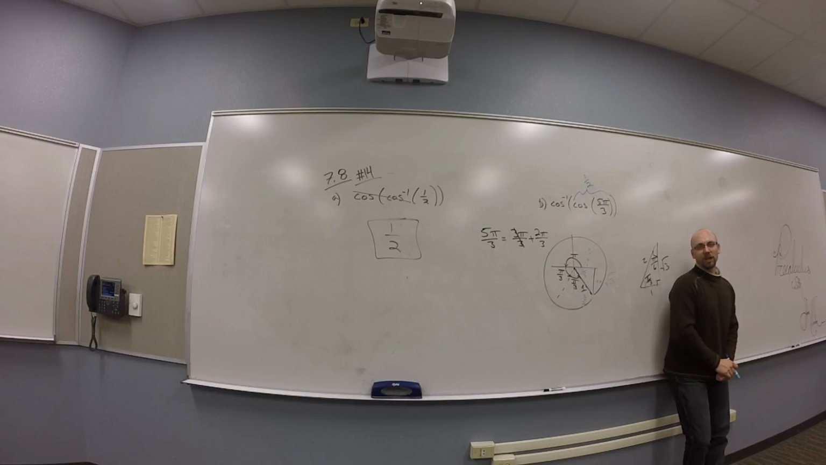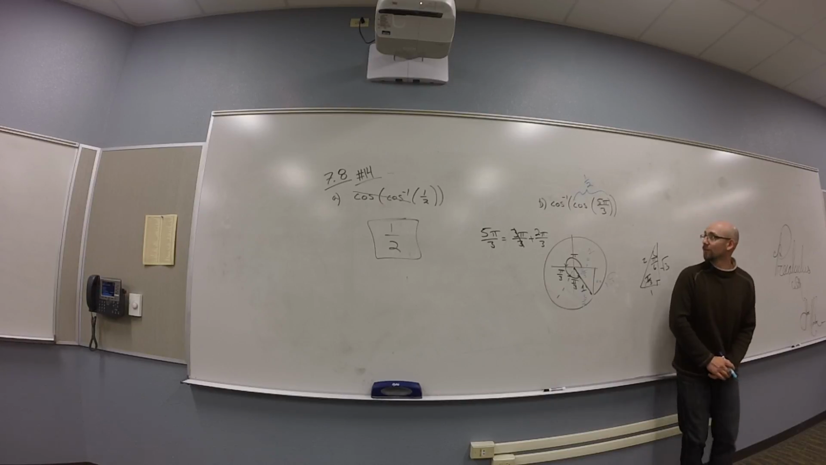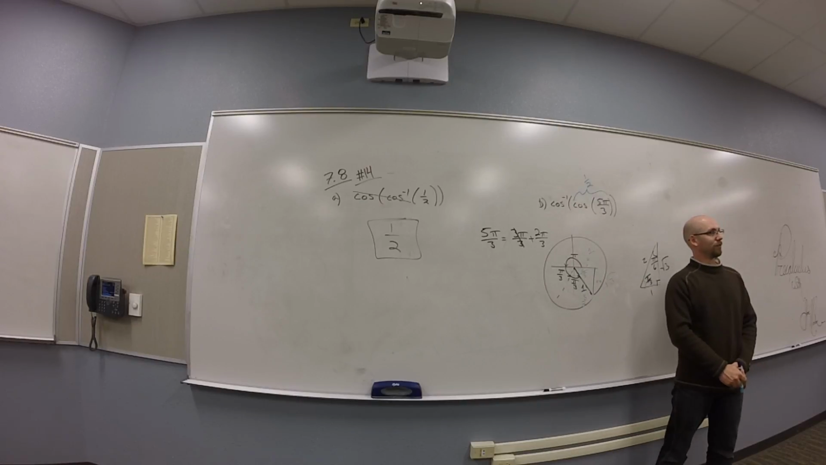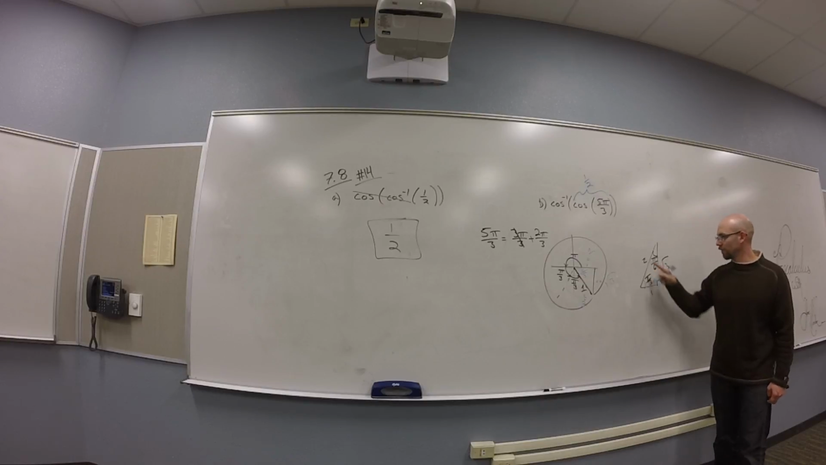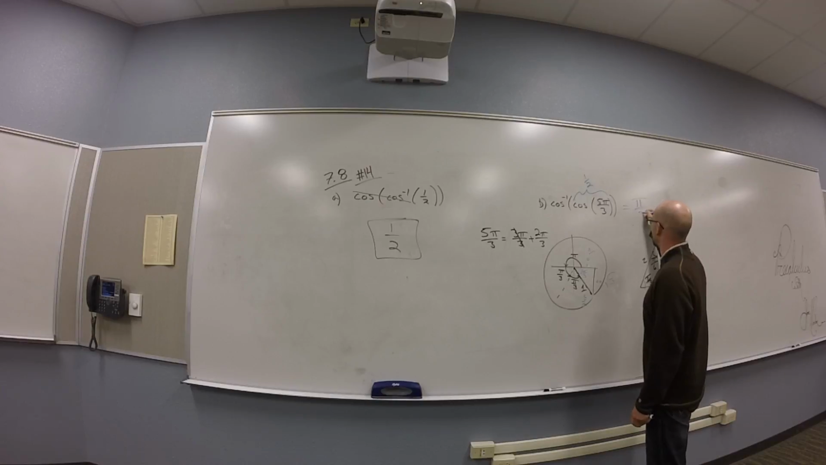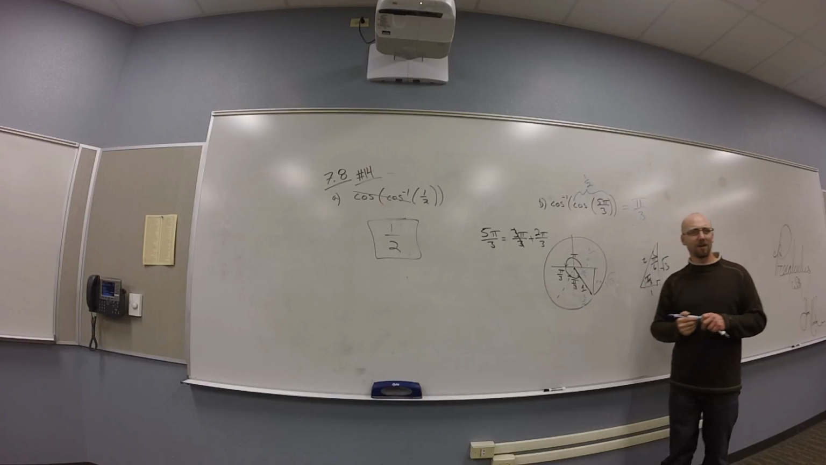And then what's the inverse cosine of a half? Pi over 3. So out of this, I got pi over 3. What the heck is that about?